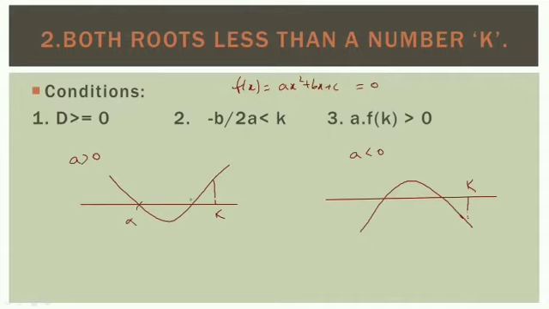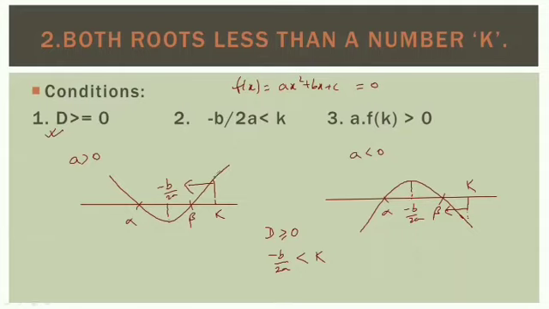So again we can see that D must be greater than or equal to 0. Why? Because the roots must be real in order to compare them with something. Okay. Minus b by 2a is the mid value of alpha and beta. So again we can say that minus b by 2a is less than k because it is falling on the left hand side of k on the x-axis. So minus b by 2a will be less than k.